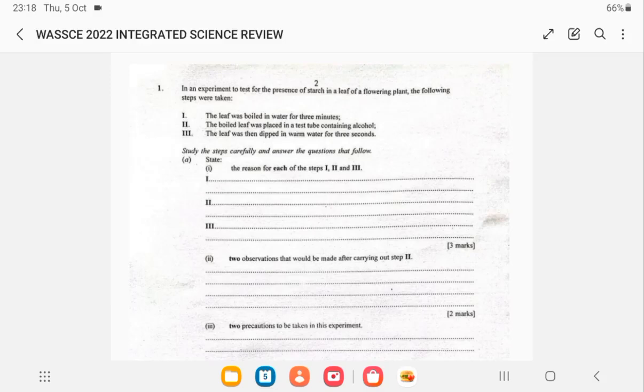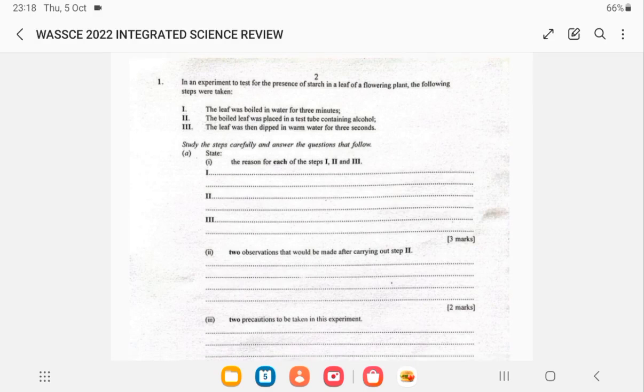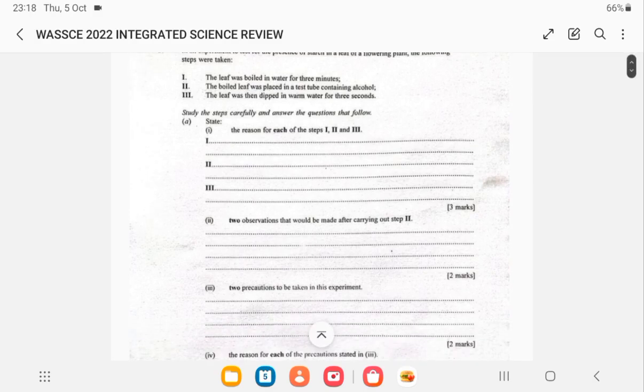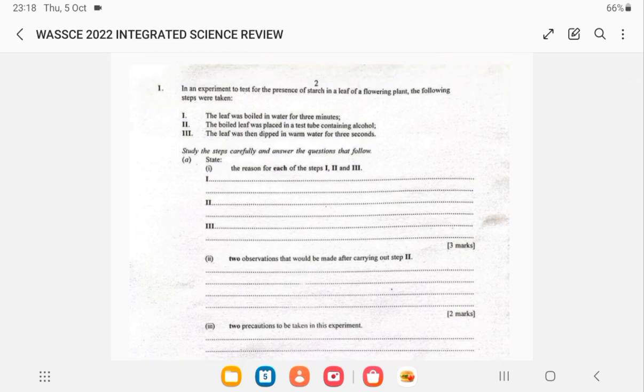WASSCE 2022 Integrated Science, and without much ado, we are going to start answering the questions. But before I start, I want you to know that the 2022 Integrated Science WASSCE contained the topics that mostly drop in almost every WASSCE or WAEC examination. And when we get to such questions or such topics, I'll point them out to you. So starting, we are going to start with the practicals.